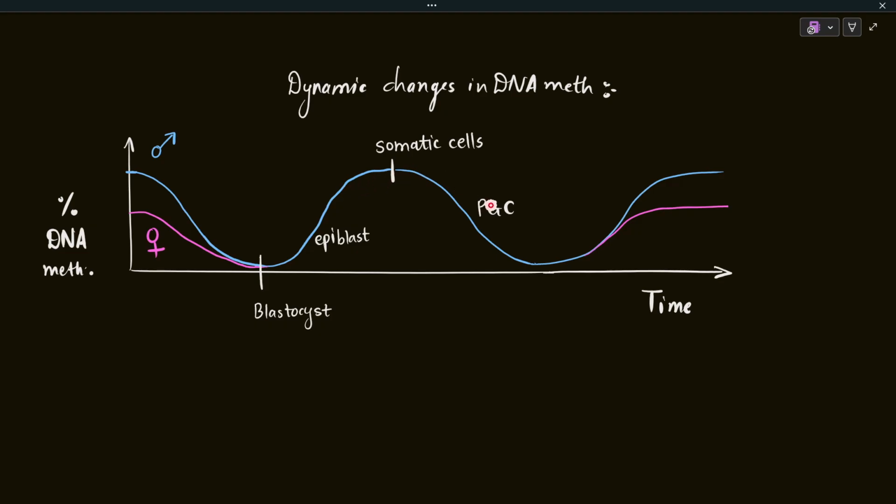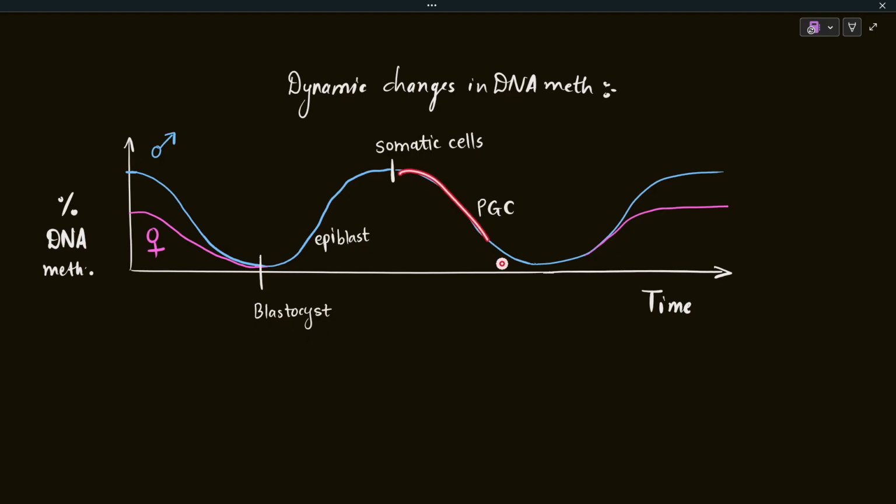But certain cells known as primordial germ cells will undergo gametogenesis, meaning they will be forming sperm or egg. Though all of the methylation marks will be erased, they will be reset according to the sex of the baby. So let's assume that the embryo which is now formed is going to be male in future. When the primordial germ cells undergo gametogenesis, they are going to form sperms.